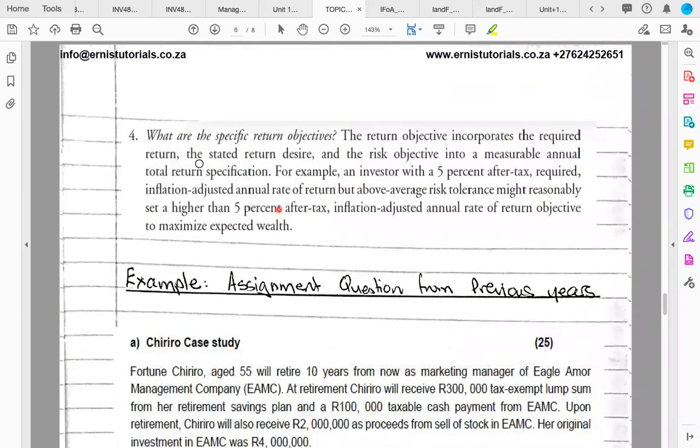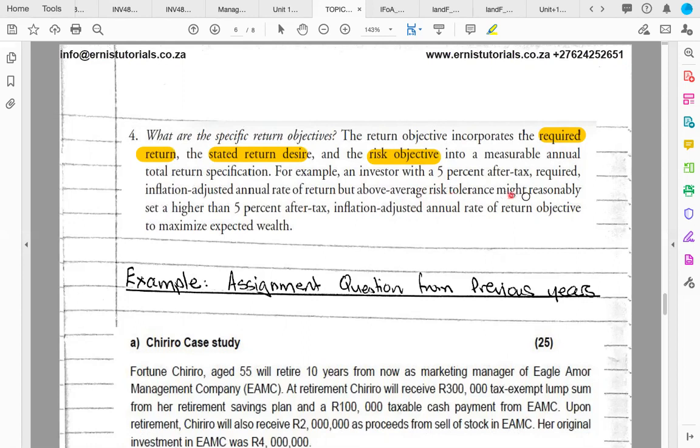And then the fourth question is, what are the specific return objectives? So now, when we get to the final return objective, just like the risk objective, we now have to factor in what the investor requires and what the investor has said they desire. And then we also have to consider the risk tolerance of the investor, given their ability and their willingness to take on risk.